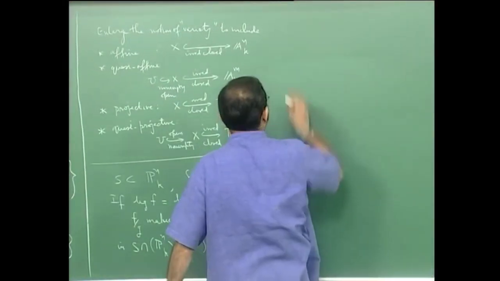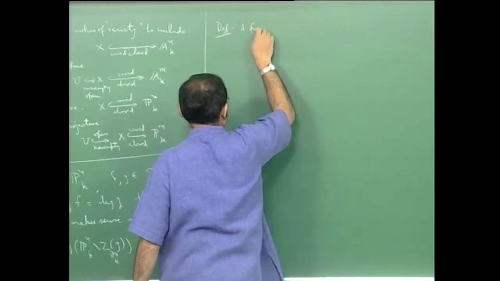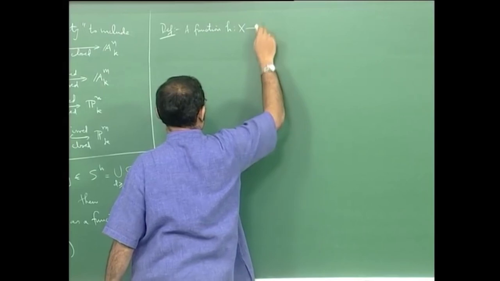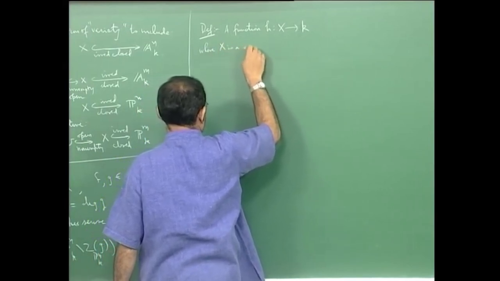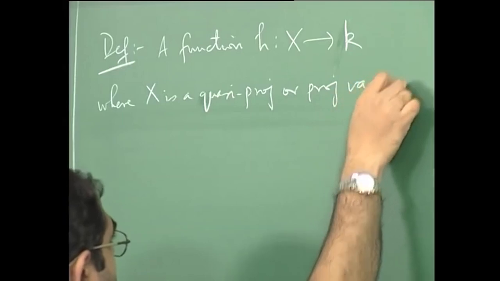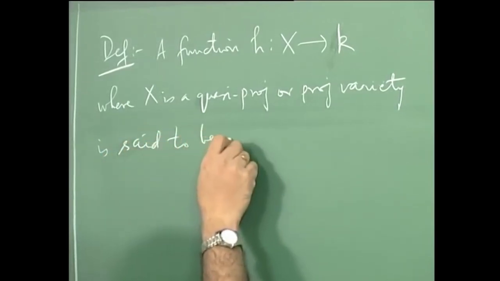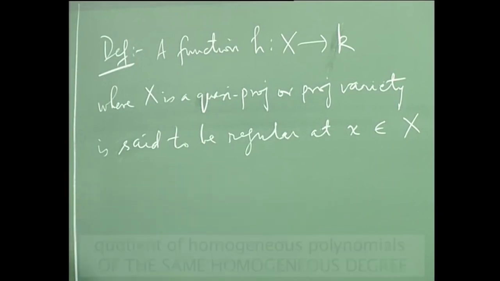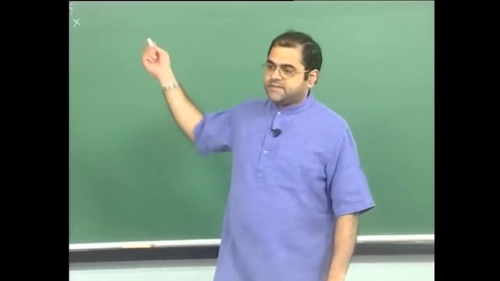So we make this definition. A function H from X to K, where X is a variety, a quasi-projective or projective variety, is said to be regular at x in X if it locally looks like a quotient of two homogeneous polynomials, and the number of variables is equal to one more than the dimension of the projective space in which X sits.